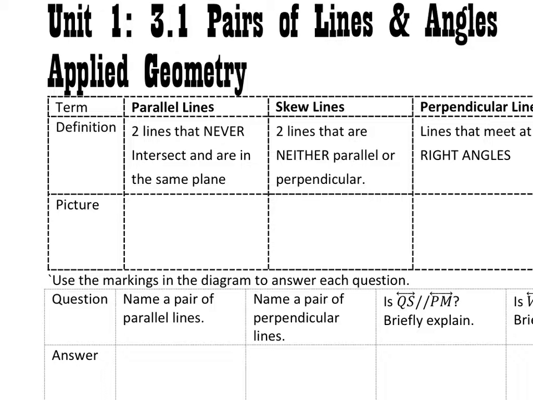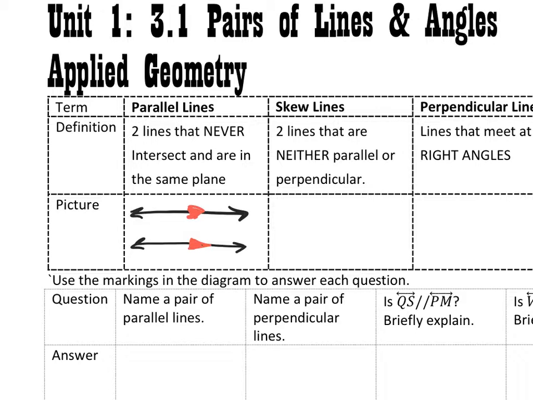If you can remember, parallel lines are two lines that never intersect and they're on the same plane. So to draw a picture of it, you just want to draw two lines. And usually, they will have parallel notation or symbols, which is kind of like another set of arrows on top of the actual lines themselves to show that they are parallel.